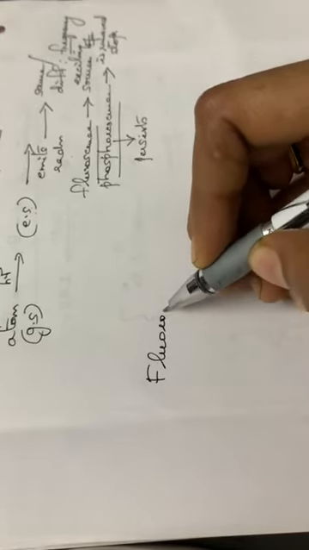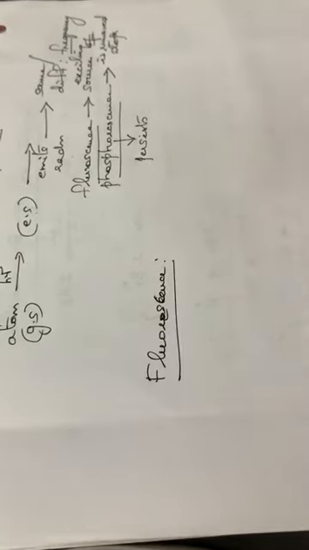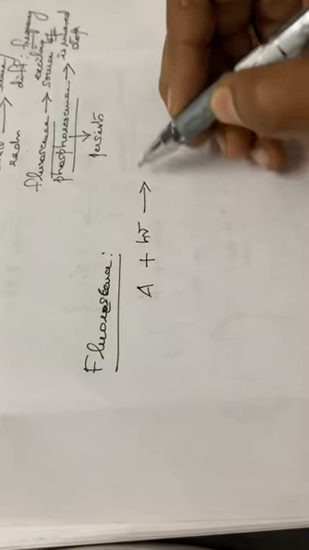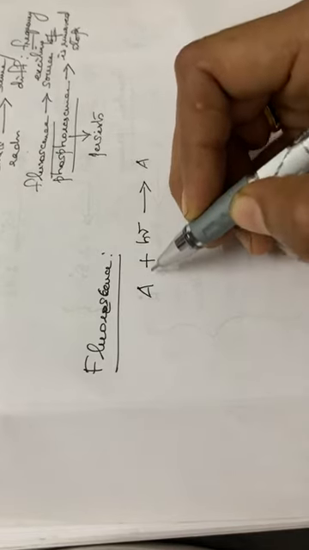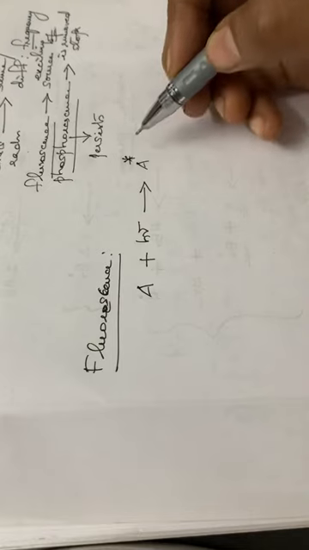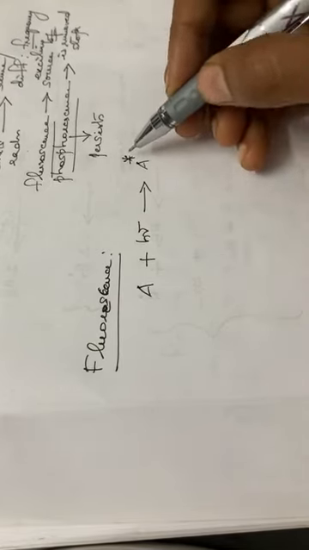First one, fluorescence, and the second one, phosphorescence. So first one, fluorescence. Suppose an atom A, when it is irradiated, it will be excited. That means it will absorb this photon and become excited, that is A star. So the atom is excited and goes to the higher energy state.